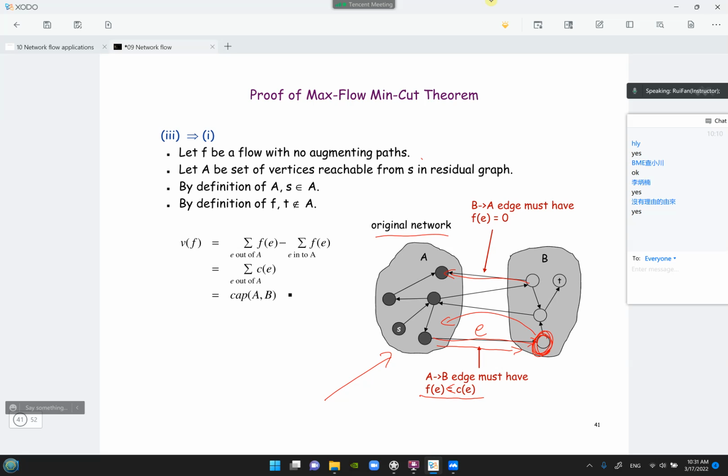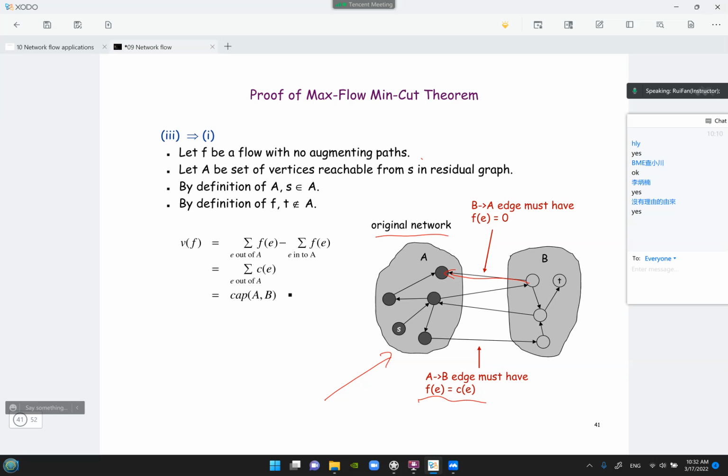But this node here actually is not reachable from S, and so that means that in the residual graph there is no edge from this A node to the B node. And if there is no edge from this A node to the B node, then the flow has to be equal to the capacity, because once the flow is equal to the capacity, you take that edge out of the residual graph. So we have this property.